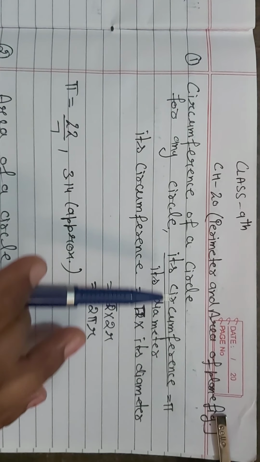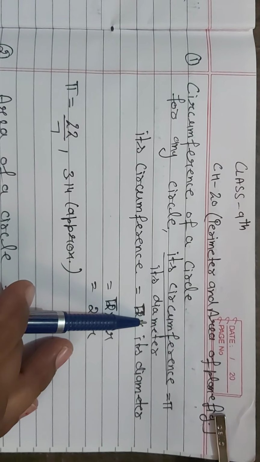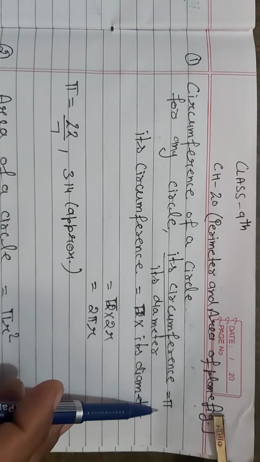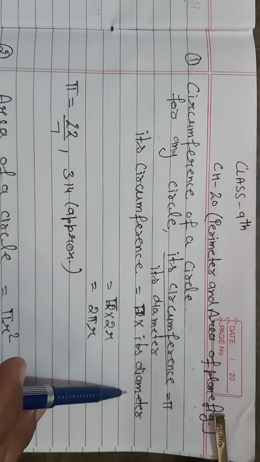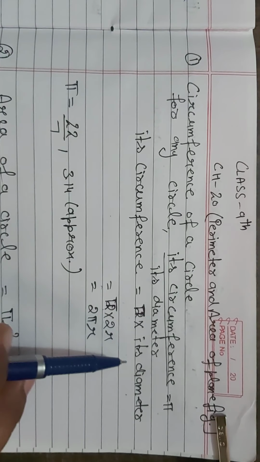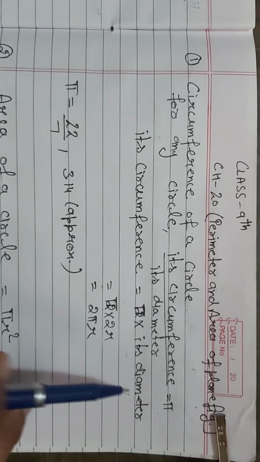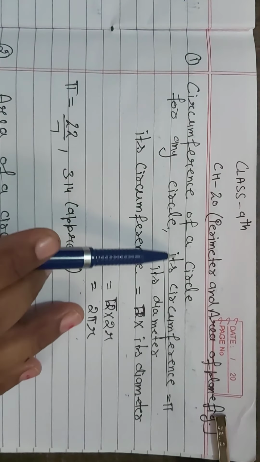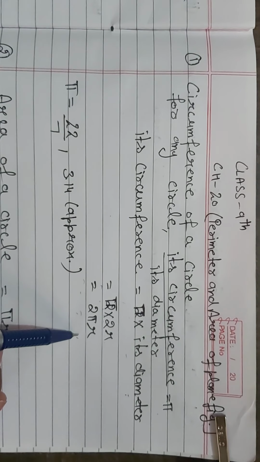What is the value of pi? If we divide the circumference by the diameter, what do we get? We get pi. Now we take its circumference as pi multiplied by its diameter. Pi multiplied by diameter is 2 times the radius, 2r, so that equals 2 pi r. Then the circumference of a circle equals 2 pi r.